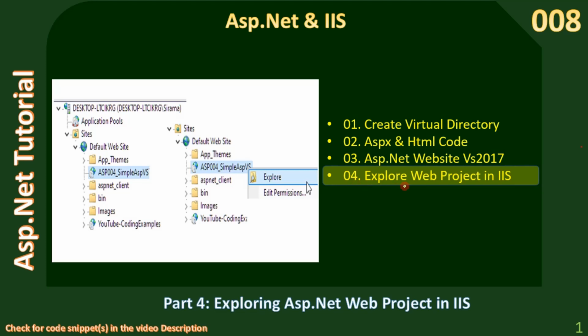In this video, we will see how to create an ASP.NET website using Visual Studio 2017, and at the same time we will see how to explore that project in IIS. Previously, we created the project using the file system. This time, we will use the HTTP protocol to create the project so that the project content will be created in the IIS server.